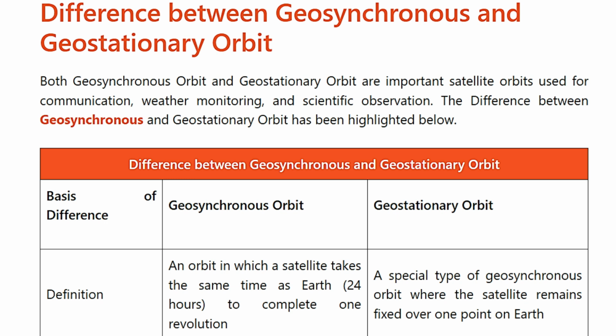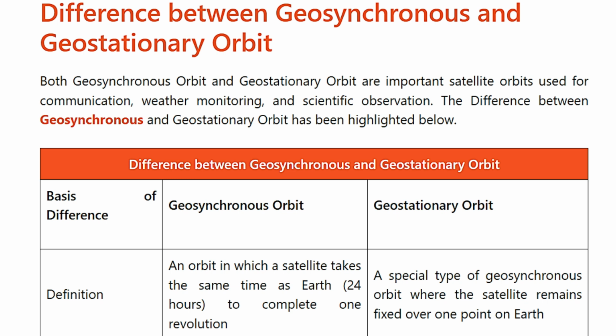Difference between geosynchronous and geostationary orbit. Both geosynchronous orbit and geostationary orbit are important satellite orbits used for communication, weather monitoring, and scientific observation. The difference between geosynchronous and geostationary orbit has been highlighted below. Basis of difference: Geosynchronous orbit.